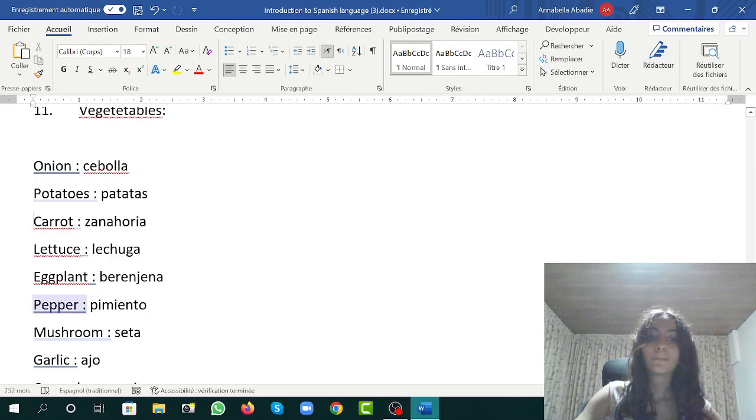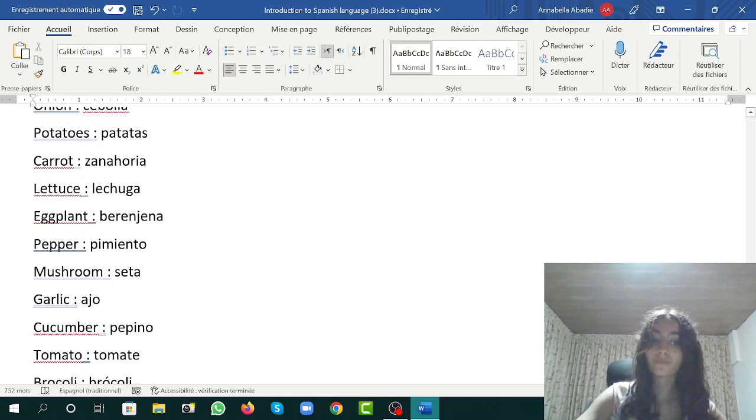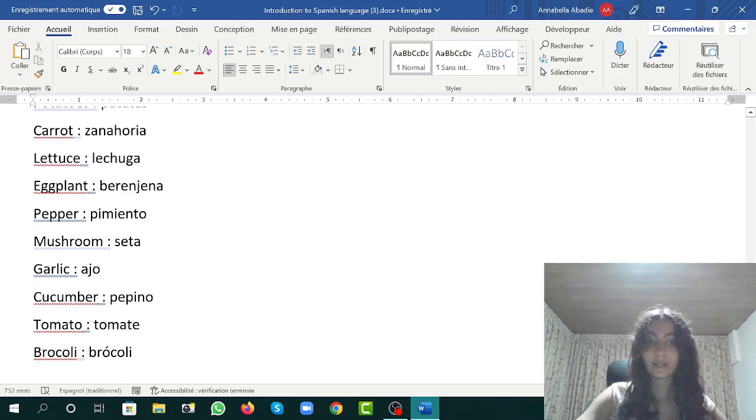Pepper, pimiento. Mushroom is seta. Garlic, ajo. Cucumber is pepino. Tomato, tomate. Broccoli is broccoli.